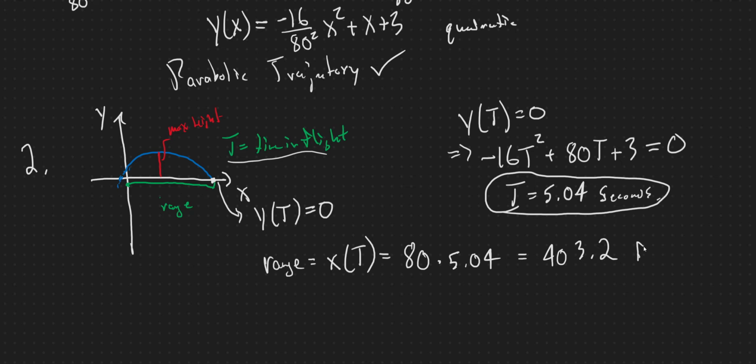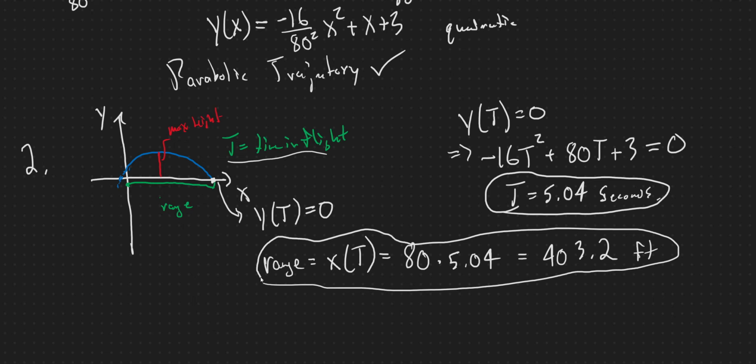And that's in feet, because my velocity and acceleration were all in feet per second and feet per second squared. So that's my range. Cool. How do I get a hold of max height?